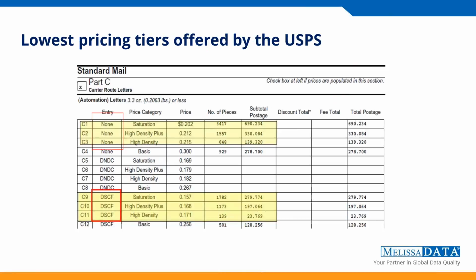Referring again to our previous webinar, where we did the destination discounts, you can see there are saturation rates in both categories. So you can do saturation at 20.2 cents with no destination, but if you added the SCF as we discussed in the previous webinar, you could get it as low as 15.7 cents. So basically adding another piece per dollar that you could mail, getting it that much lower. So in all these saturation, high density plus categories, you can still use those additional discounts for the destinations added.